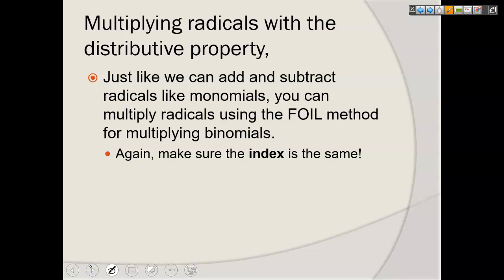Multiplying radicals is like multiplying variables in that we are going to add exponents together. So if you have a square root times a square root, that's really like 1/2 power being added to 1/2 power, which is 1. That's why when you have the same square root times itself, it becomes itself.